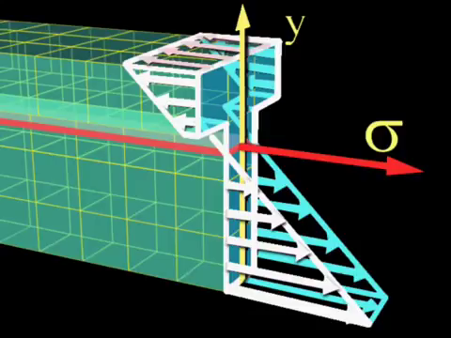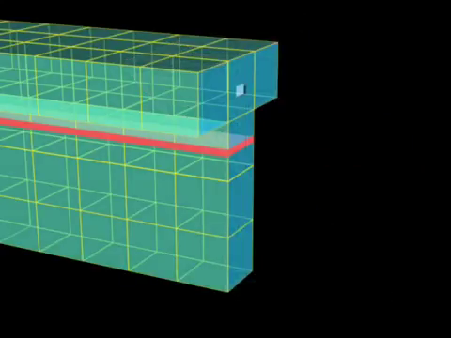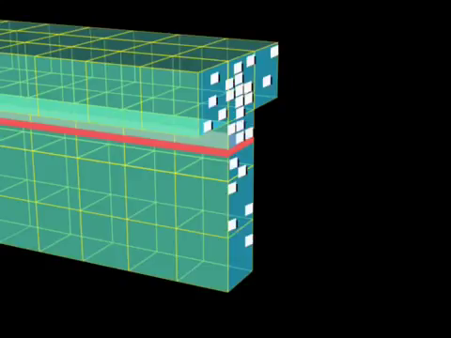The fibers along the top of the beam experience the maximum compressive stress, while the fibers along the bottom experience the maximum tensile stress. To find the total moment that these forces produce about the neutral axis, we add up the contributions of stress from each area of the cross-section.